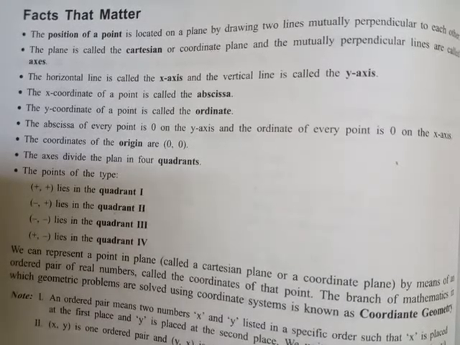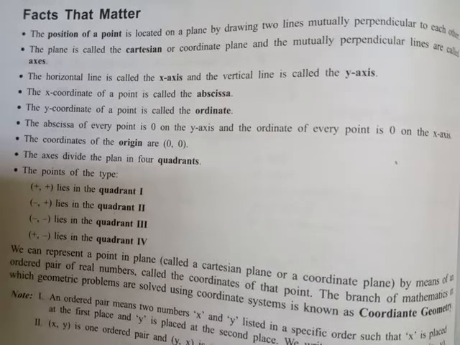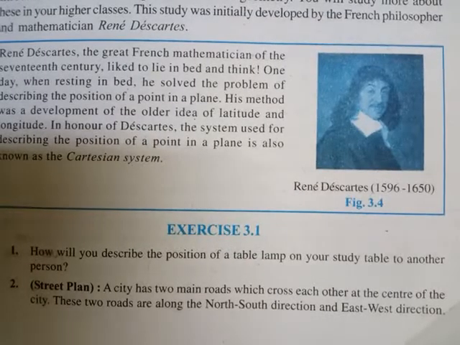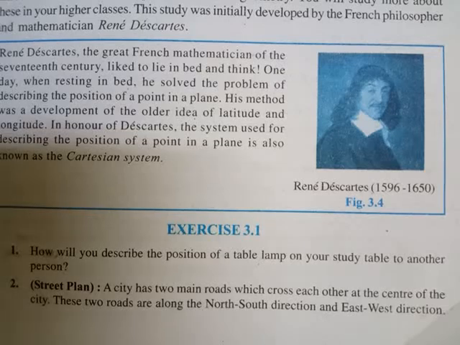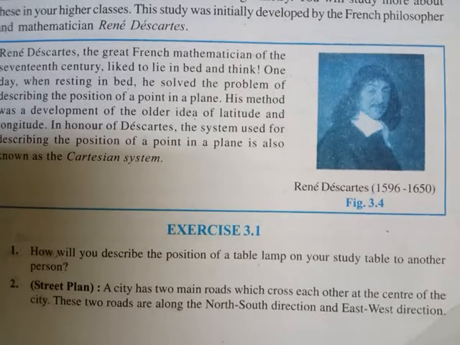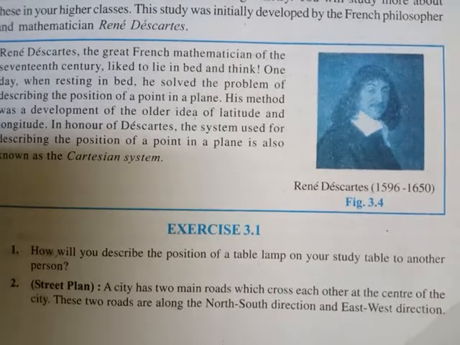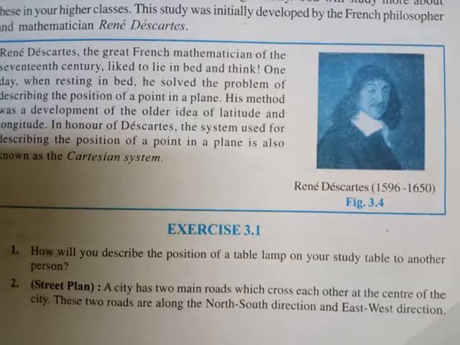Now we'll start exercise 3.1. Before that, I have given some basic tips. Students, the first question from exercise 3.1, class 9 general maths: how will you describe the position of a lamp on your study table to another person? Actually, before starting this chapter I must say that this coordinate geometry chapter is quite easy in class 9, and such questions are normally not so important, but we'll still solve them since they are given in the book.